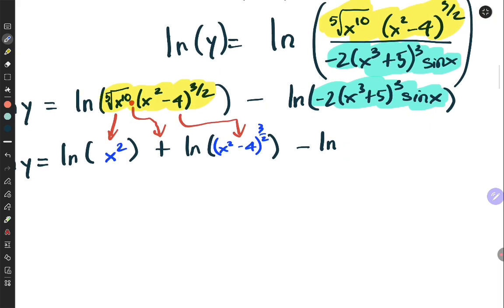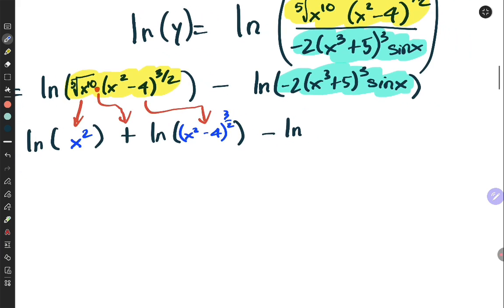I repeat the process with these three. But this time we have three things multiplied, not two. If you read it out, how do you know where the multiplication or division is? You read it in your mind: negative 2 times, that's the first thing, and this to the third times sine x. So I have two multiplications, one right here, another one right here. So I'm going to split into three natural logarithms.